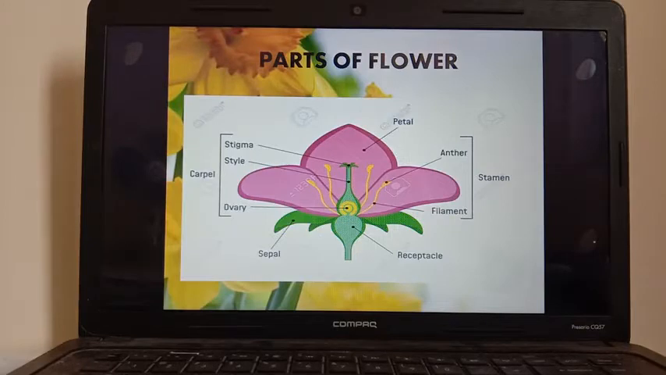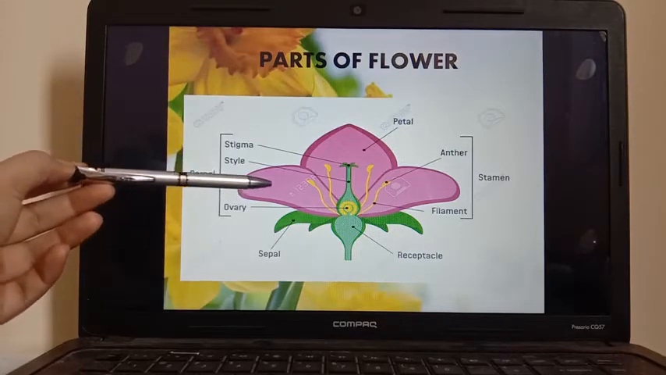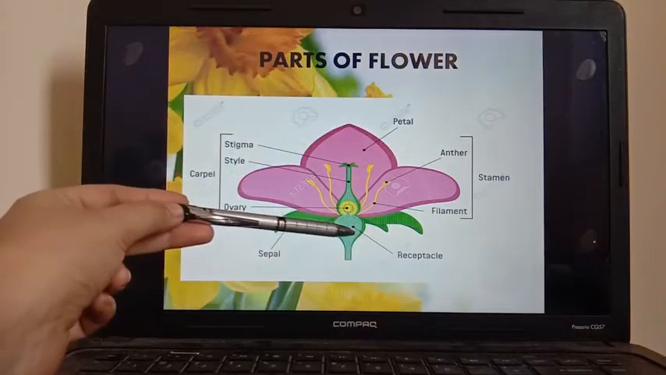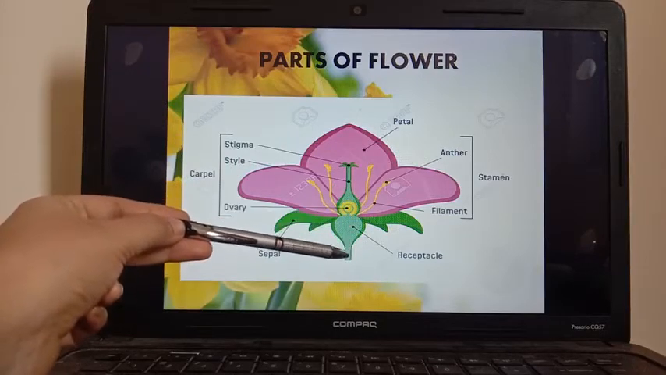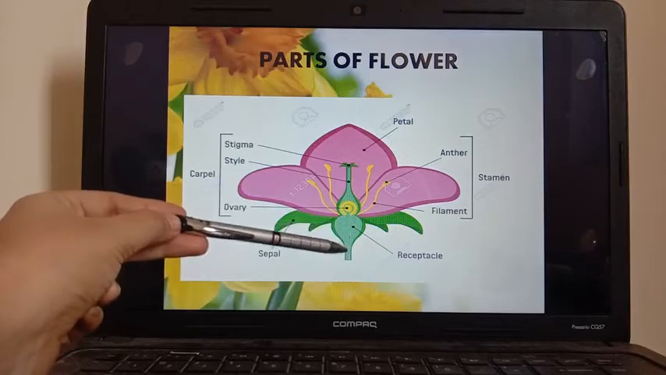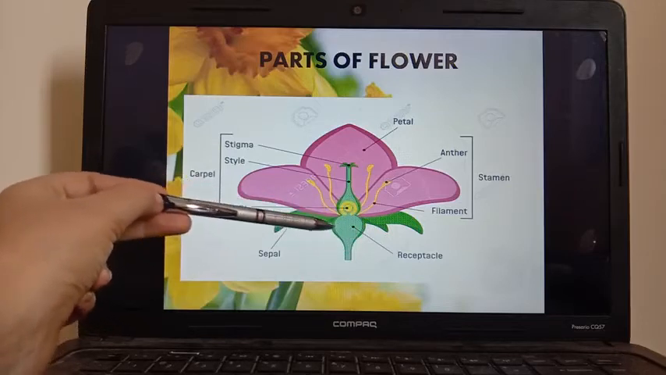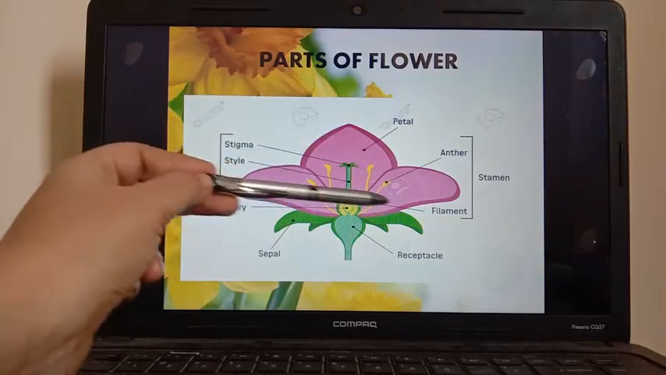Now we will discuss the parts of flower. Here you can see the diagram of a flower. The main parts are labeled over there. This one is receptacle. Here it is not marked, but this one is known as pedicel, the stalk of the flower that is attached with the stem. Above the stalk is the receptacle or thalamus, which holds all parts of the flower.